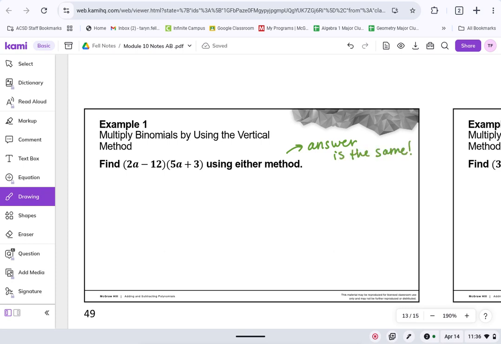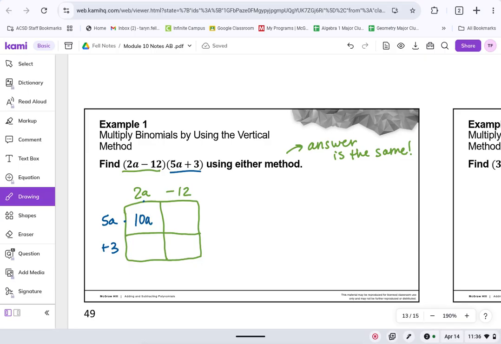Okay, so pause the video. I want you to try. If you're not sure what to do, you can follow me. So I'm going to start by drawing a box. And then I'm going to put the first term, 2a minus 12, on the top. And then the second set of parentheses, 5a plus 3 on the side. And then I multiply. So 5 times 2a is 10a squared. And then 5a times -12a is going to give me -60a. Then I'm going to multiply 3 and 2a to get 6a. And 3 times -12 to give me -36.